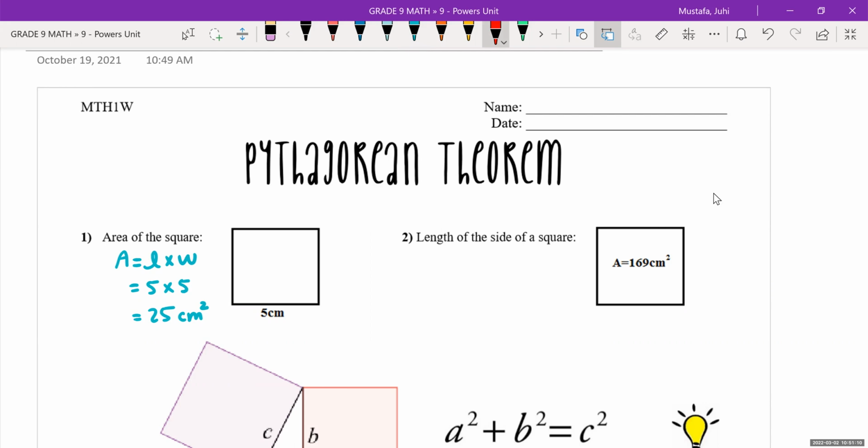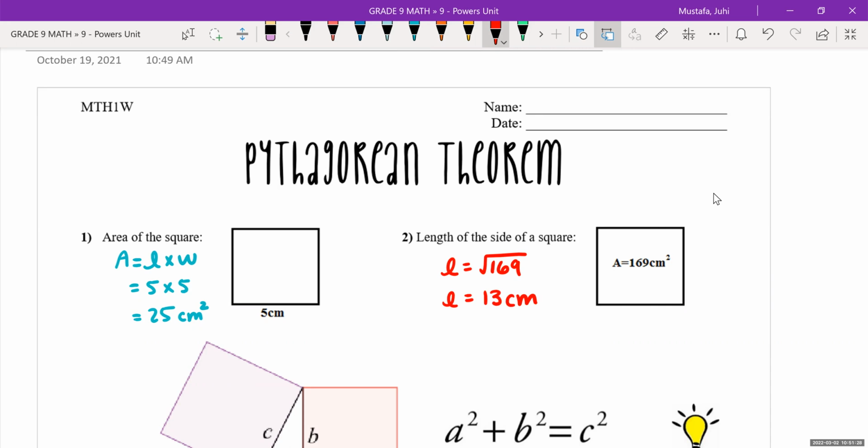If the area is 169, our side length is going to be the square root of 169. And this is one of the numbers in your chart. What is the square root of 169? 13, and our units would just be centimeters.